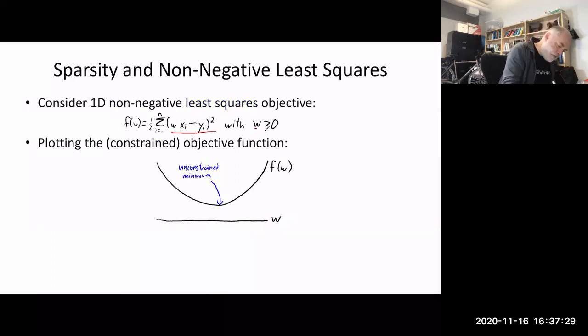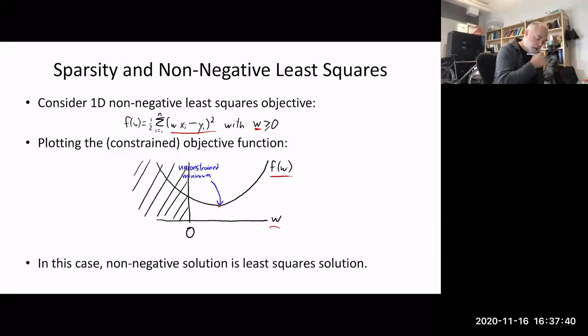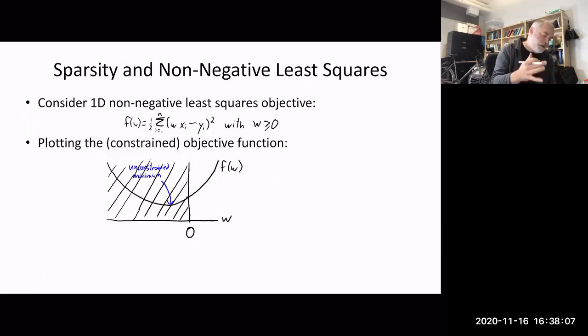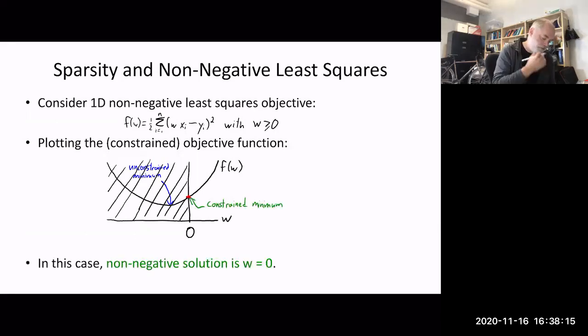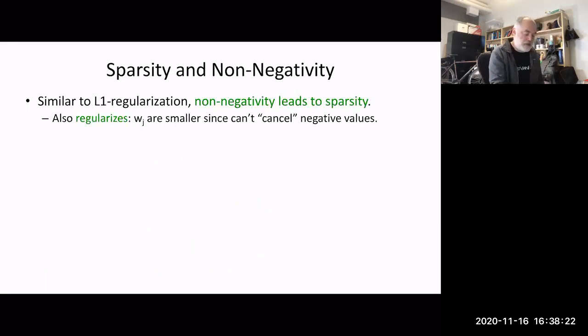That's our standard thing. We're assuming that the regression weight is positive. If we plot the loss function as a function of W, the unconstrained minimum is here. If, under the data we have, the unconstrained minimum happens to live in the positive orthant, then the non-negative least squares solution is the least squares solution. Done. If, on the other hand, the unconstrained minimum lives in the negative orthant, then the minimum of our objective is actually at W equals 0. So the non-negative solution is a hard W equals 0. This means that, similar to L1 regularization, non-negativity leads to sparsity.